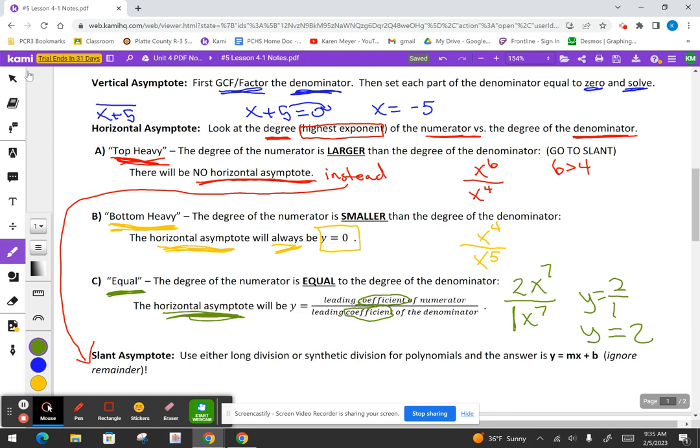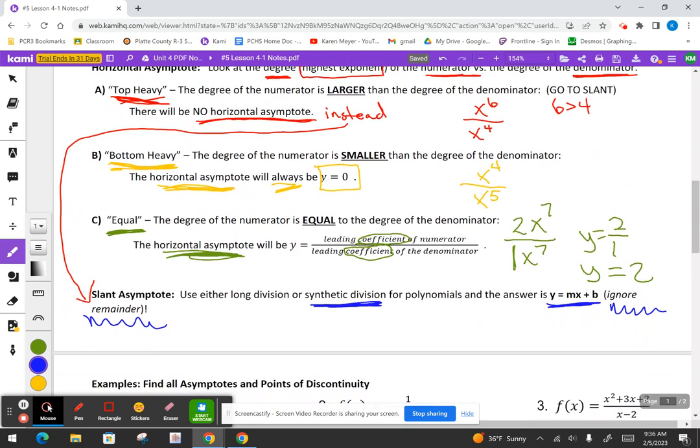Now remember, slant, we said slant only occurred if it was top heavy. And for slant, we're going to use synthetic division. Remember, our answer has to look like y equals mx plus b. And super key point right here, you get to ignore the remainder.